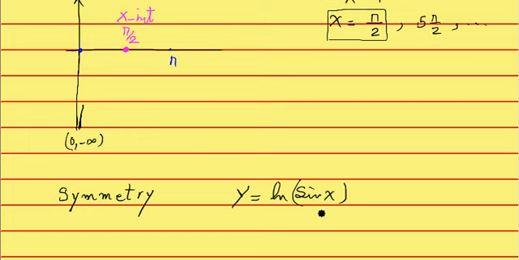So our typical ideas about symmetry are not even applicable here. You cannot have symmetry with respect to either the y-axis or symmetry with respect to origin. So we have no symmetry with respect to the y-axis, nor do we have symmetry with respect to origin.